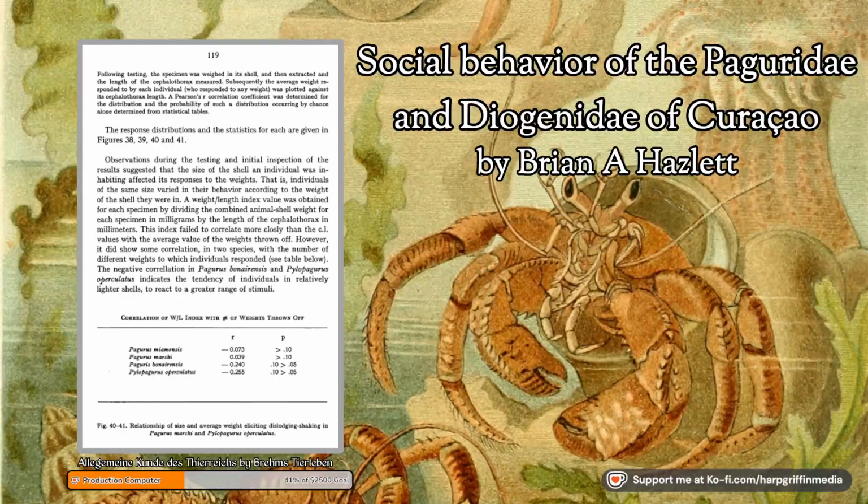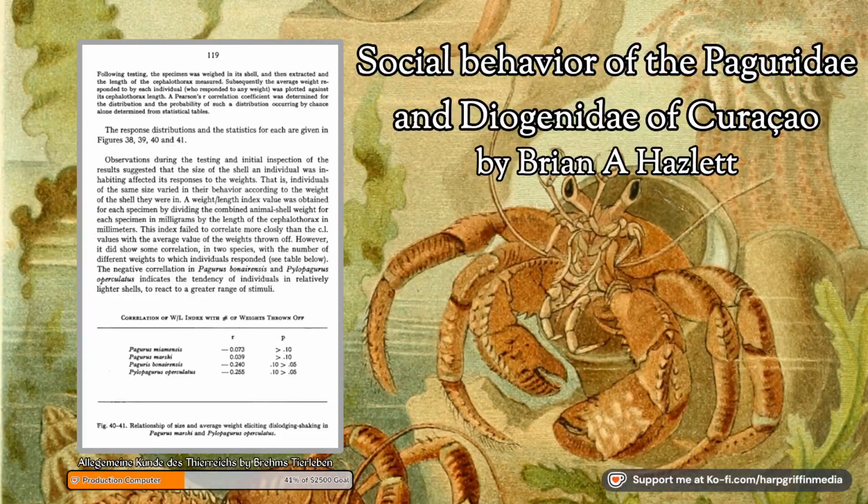Following testing, the specimen was weighed in its shell and then extracted and the length of the cephalothorax measured. Subsequently, the average weight responded to by each individual, who responded to any weight, was plotted against its cephalothorax length. A Pearson's R correlation coefficient was determined for the distribution, and the probability of such a distribution occurring by chance alone determined from statistical tables. The response distributions and the statistics for each are given in figures 38, 39, 40, and 41.